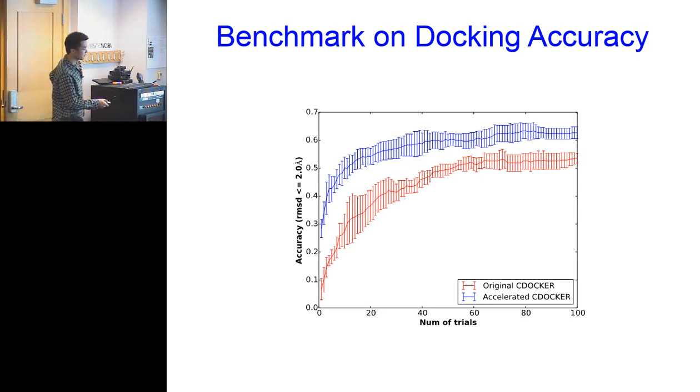And this x-axis corresponds to how many docks you try. Like, generate a random ligand, you dock once. Generate another one, you dock once. This corresponds to how many random conformations you generate. And at the end, you will take the lowest energy pose you find across all the trials. That will define your docking accuracy. So as you can see, we have an increase of the docking accuracy using our accelerated CDocker.